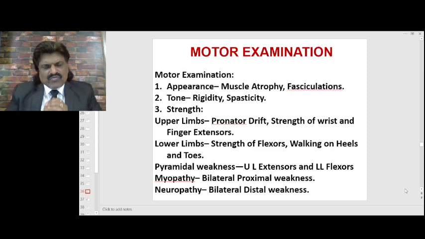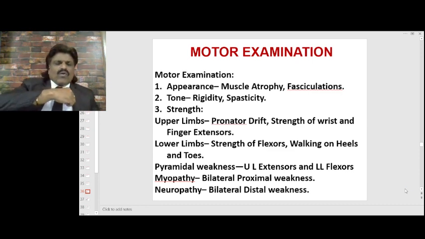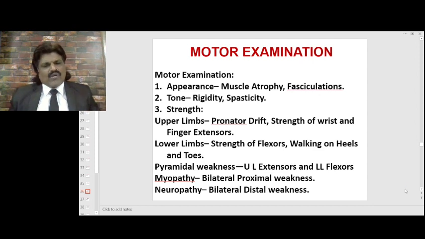Pyramidal weakness is very, very interesting. Corticospinal tract has a predilection for certain muscle groups. In the upper limbs, the extensors are involved and in the lower limb the flexors are involved. Since the upper limb extensors are weak, they go in for flexion. Since the flexors in the lower limb are weak, they go in for extension because of the increase in the tone. So if we find weakness in the upper limb extensors and lower limb flexors, it is pyramidal weakness.